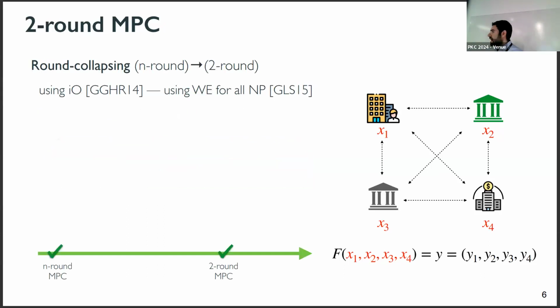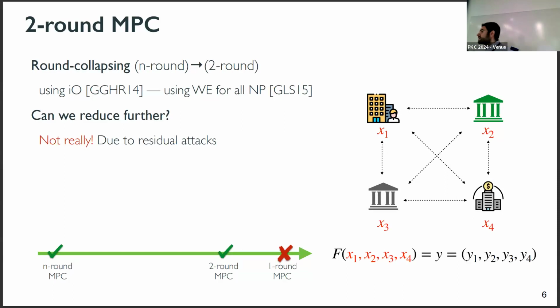So what do we know about this? So actually, while for general computations, you may require a lot of rounds of interactions, there have been fundamental results that have shown that actually you can compile any n-round MPC into a two-round MPC. So this has been shown by Garg et al. using iO and then later refined by Gordon et al. And this result uses witness encryption for all of NP.